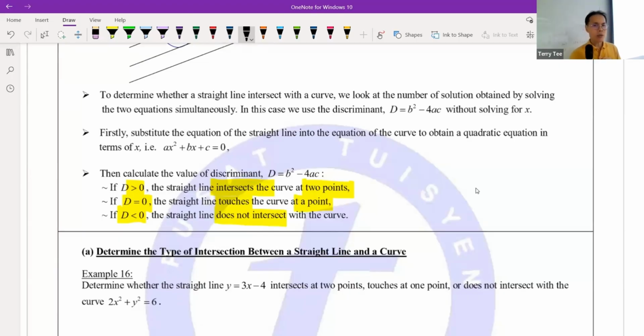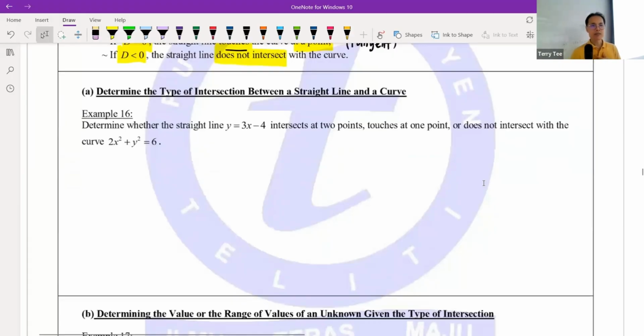By the way, touches at 1 point is another term that you use. Anybody still remember? Start with letter T. Tangent. When a line is a tangent to a curve, the line touches the curve at 1 point. So you have one real root. Okay. So example 16, very simple.